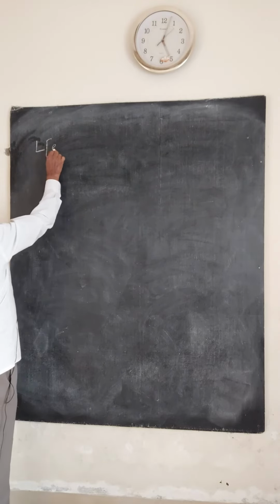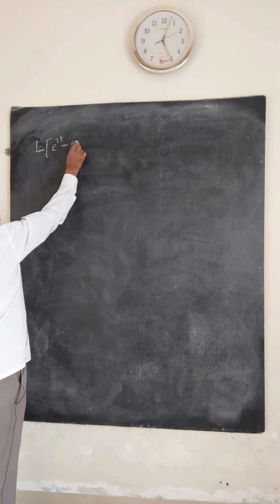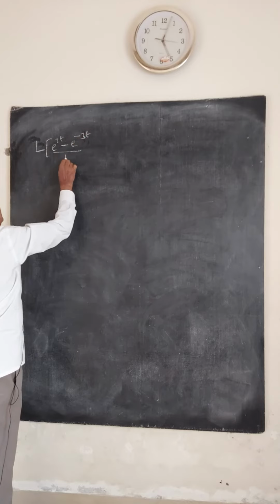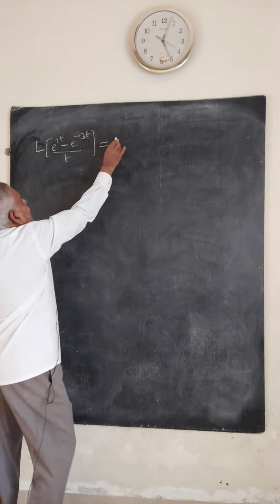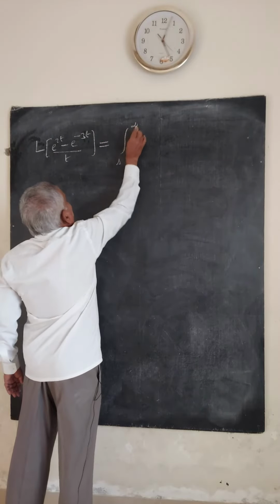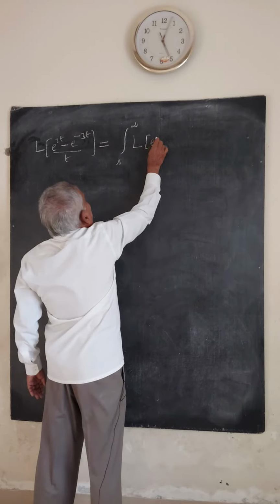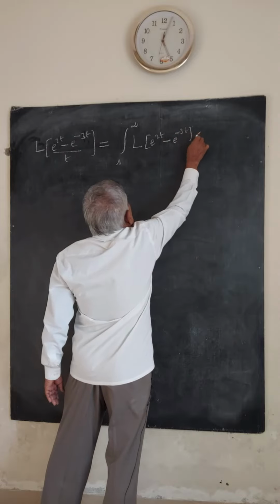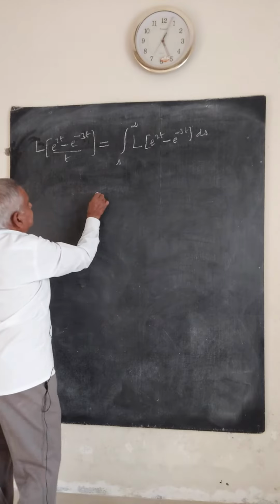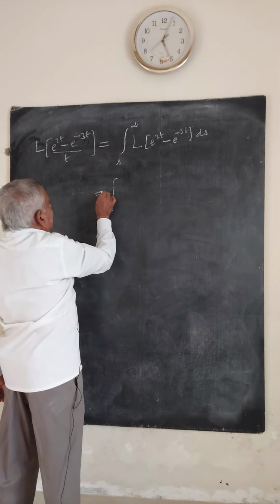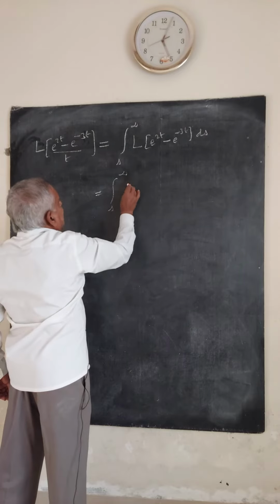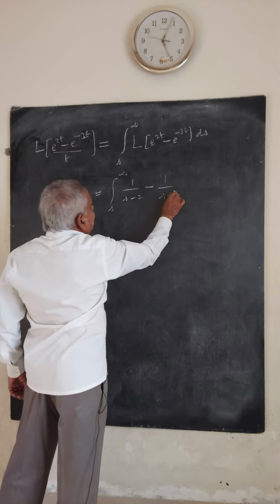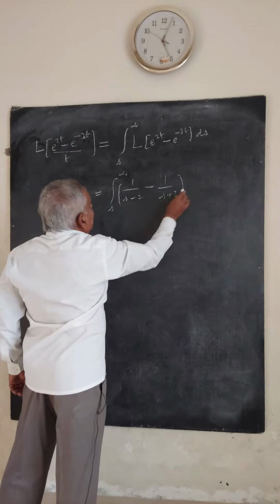L of e power 2t minus e power minus 3t by t equals the integral from s to infinity of L of e power 2t minus e power minus 3t ds. S to infinity, L of e power 2t is 1 by s minus 2, minus 1 by s plus 3, ds.